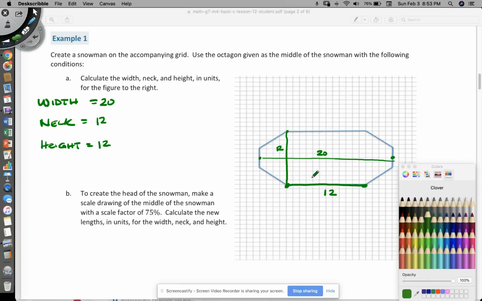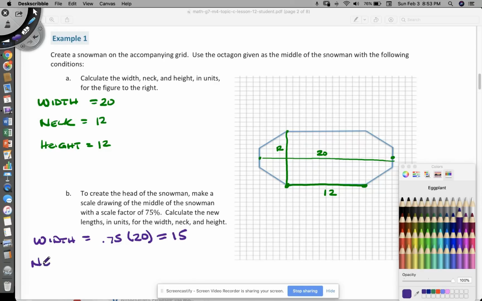So now if we create a snowman using the scale factor of 75%, 75 being less than 100 means we're going to reduce it. What would be my new measurements? Okay, so my width is going to be 0.75, taking 75%, turning it into a decimal, times the original, which is 20, which means it went from 20 units now to 15 units.